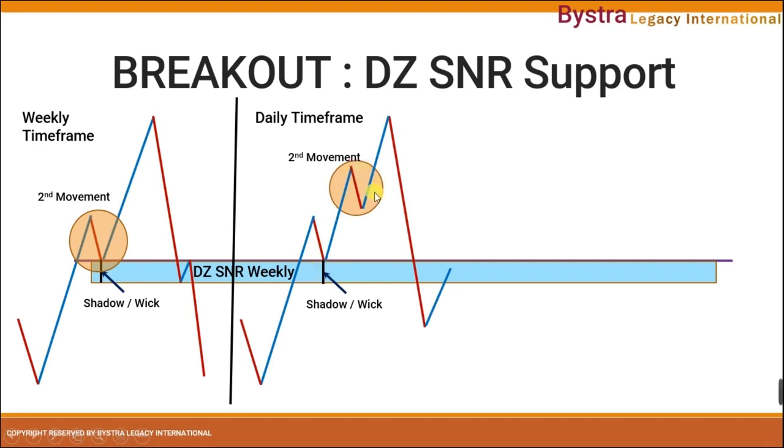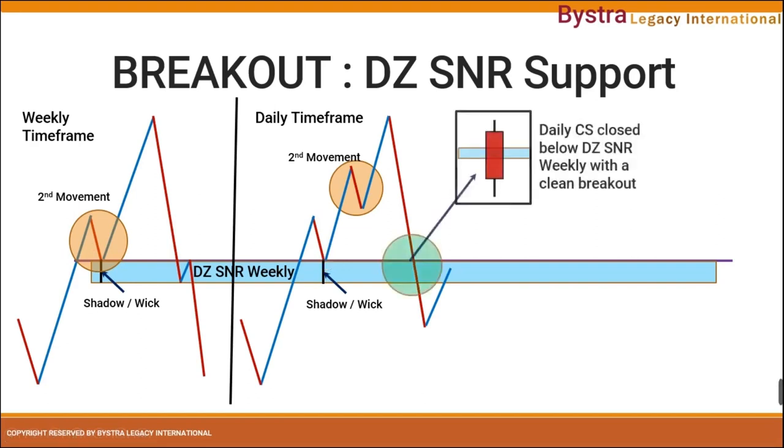So this will be our second movement. This will be our TZ SNR on the weekly second movement. In the daily, it will become the support. Next, when price comes down to this zone, price didn't hold the zone. Instead, price made a clean breakout with a candlestick called the Marubozu at the daily time frame.